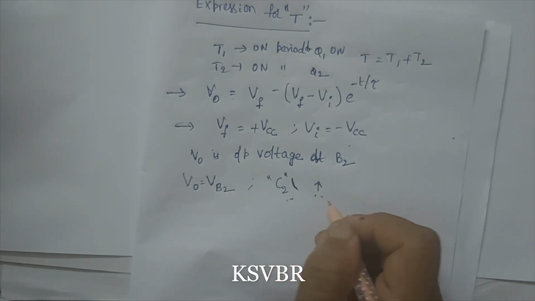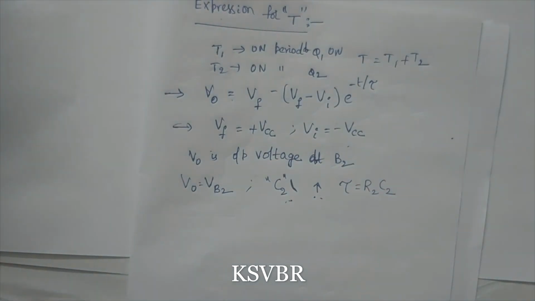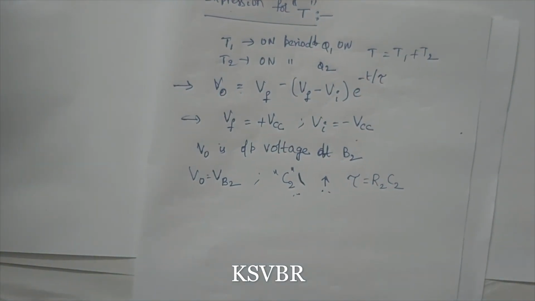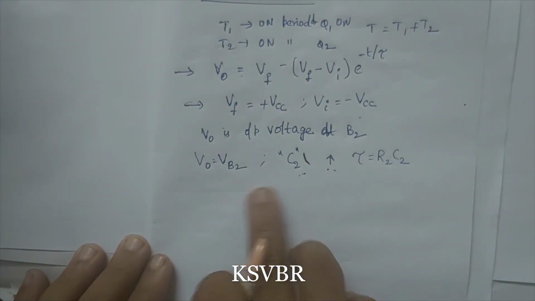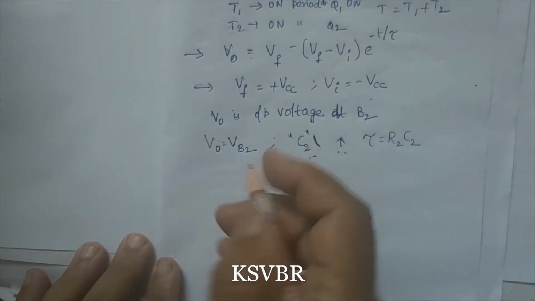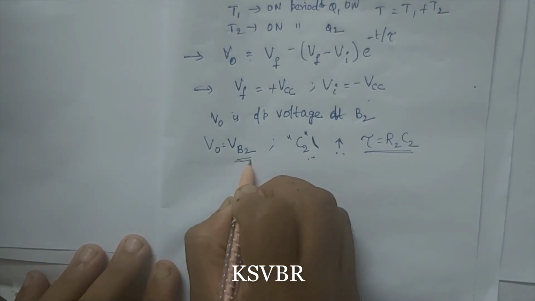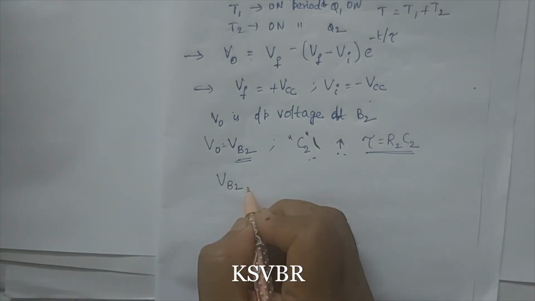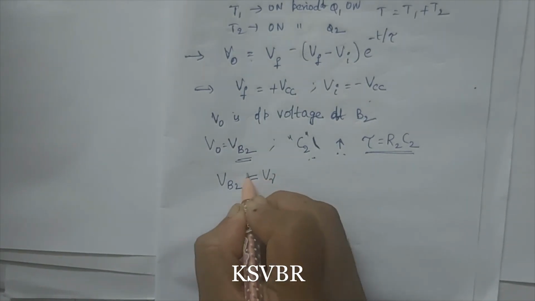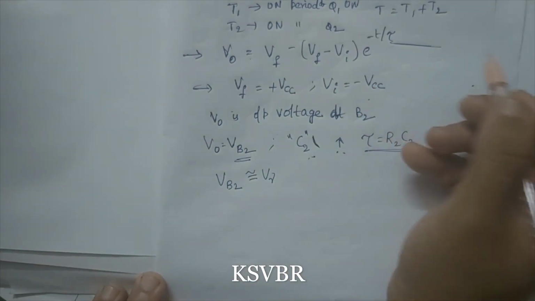So the time constant tau will be R2 into C2, as we have seen in the working. Tau is equal to R2 into C2, and V0 is equal to VB2. So what will be the VB2 value? Whenever VB2 is equal to V gamma, only then will Q2 turn on. So VB2 is approximated to V gamma here. Substitute all the values in this equation.